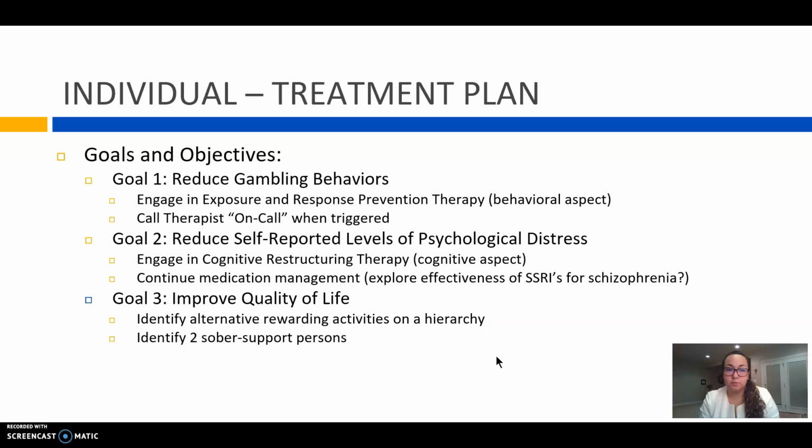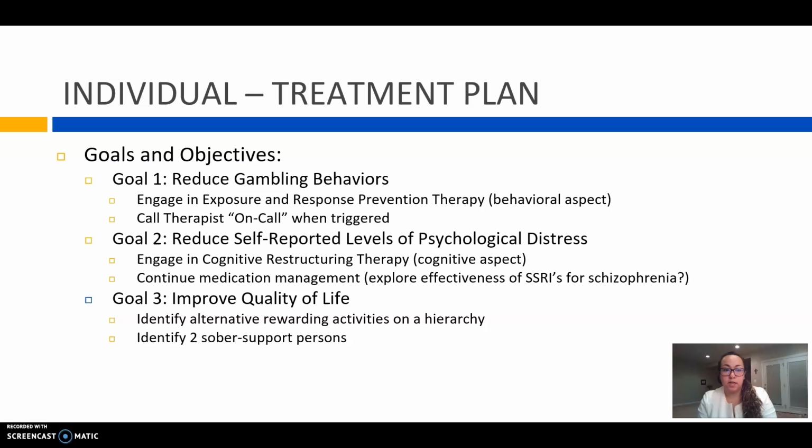Okay, goals and objectives. Reduce gambling behaviors. So they want to do exposure and response prevention therapy with therapeutic support. And especially at first, the therapist should be on call to do phone coaching when the client's triggered. Goal 2 is to reduce their psychological distress. You're going to go off of the BSI assessment. You're going to re-administer that throughout treatment to measure their psychological distress.